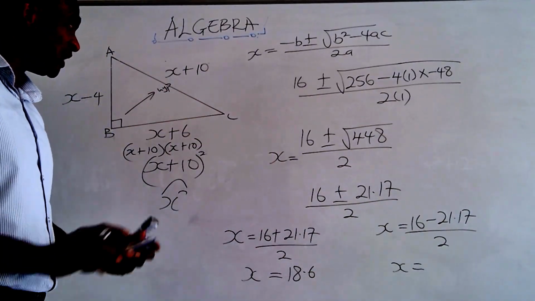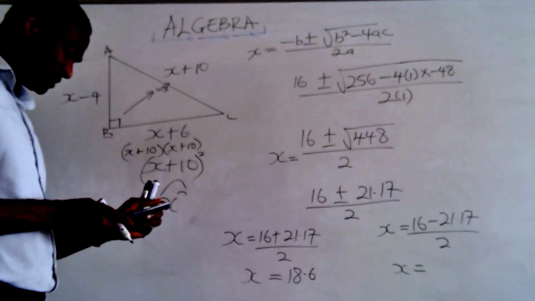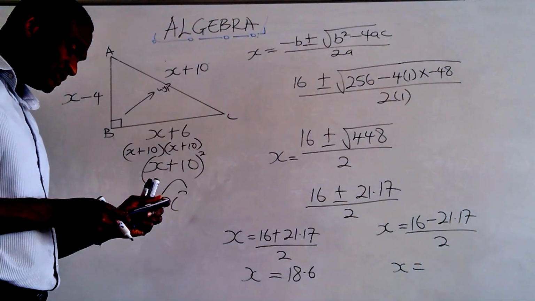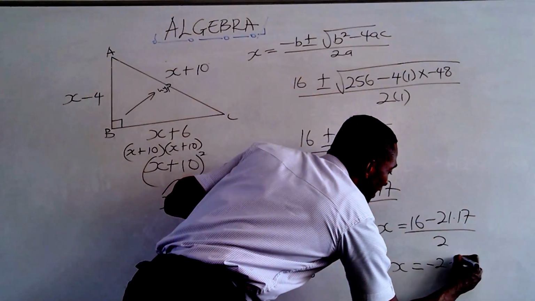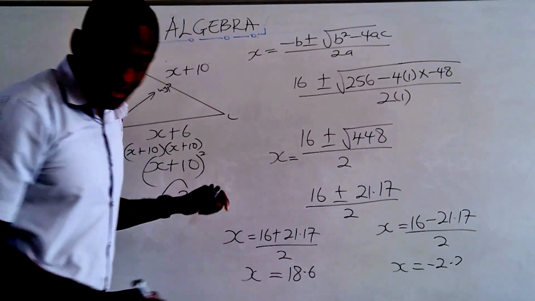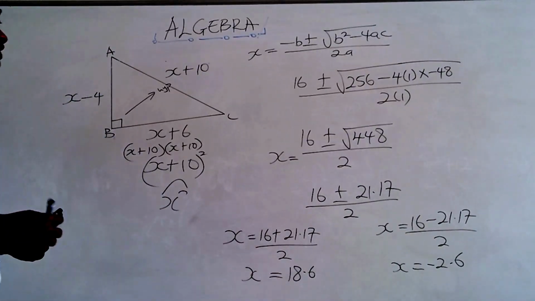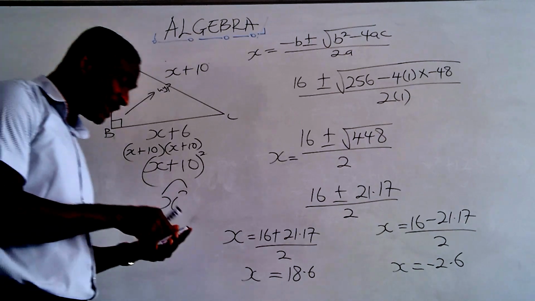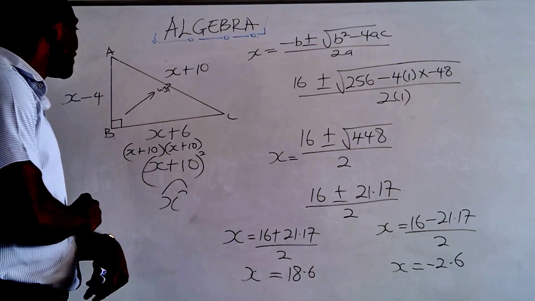And then on this side I have 16 also minus 21.17. And when I divide by 2, I have negative 2.6 approximately. So these are the two values of x in this case. So we have to check the one that is valid. Because we are dealing with lengths, we also have to check for critical values here.